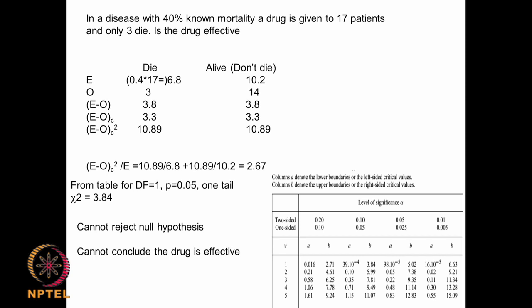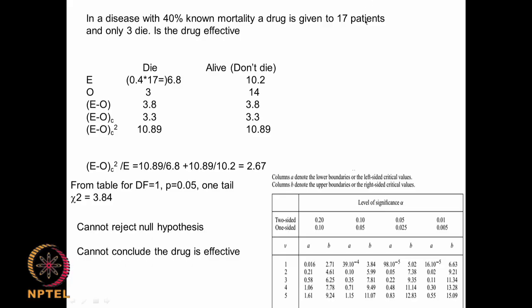That means generally if somebody gets the disease, 40% of them will die. So 17 patients, the drug was given, a new drug, only 3 died. So can we say this drug to be effective? Here it is almost like a 2 by 2 data, right? So we have dying, alive.